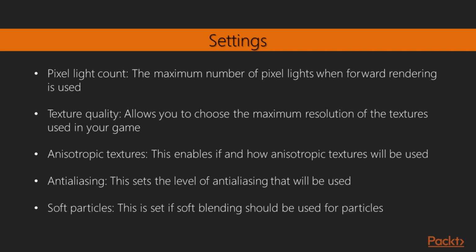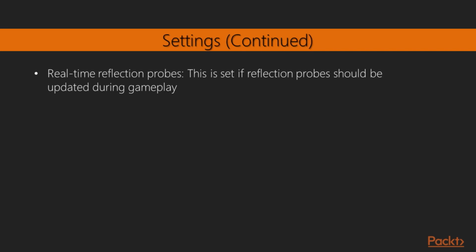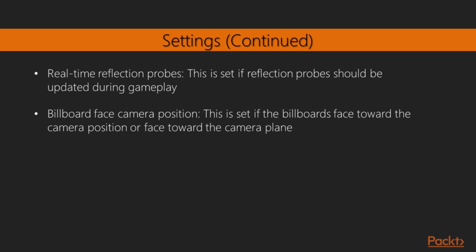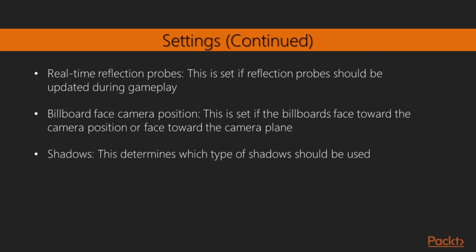Soft particles. This is set if soft blending should be used for particles. Real-time reflection probes. This is set if reflection probes should be updated during gameplay. Billboard face camera position. This is set if the billboards face towards the camera position or face towards the camera plane. Shadows. This determines which type of shadows should be used. The available options are hard and soft shadows, hard shadows only, and disable shadows.